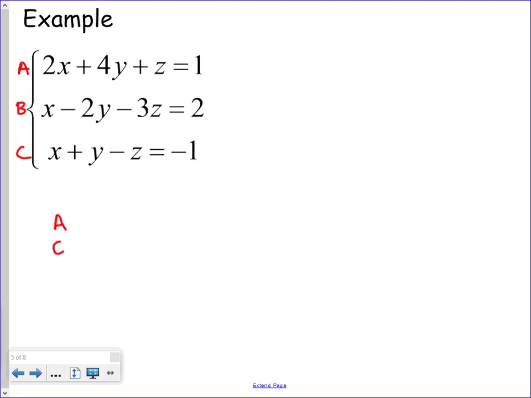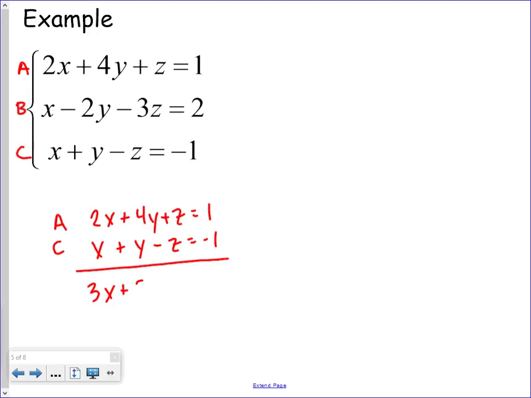Let's stack A and C on top of each other. Z is ready to eliminate. And you get a new equation. I always call that new equation D. Okay, I have equations A, B, and C, and now I have a new equation, and it looks something like 3x plus 5y equals 0. So I think we're off to a good start.